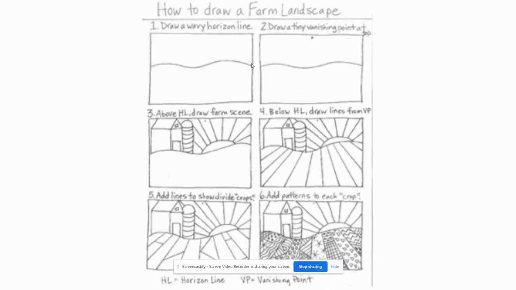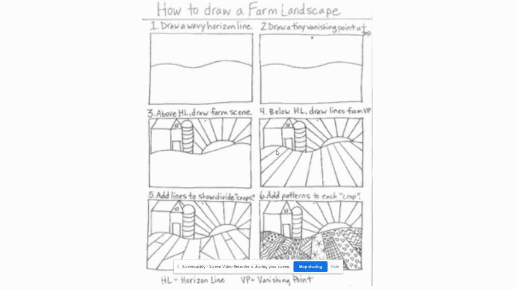Next, you are going to draw the barn shape above the horizon line with a rectangle and a square shape. You can repeat those shapes on the side. You can create a silo on the side of the barn, a curved line for the sun, and then straight lines for the sun rays.